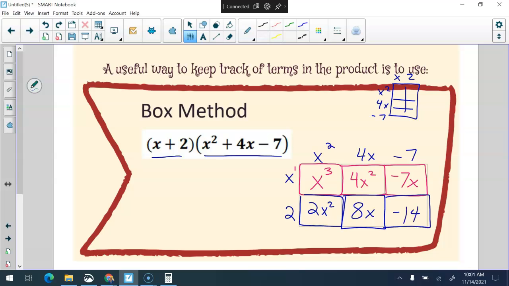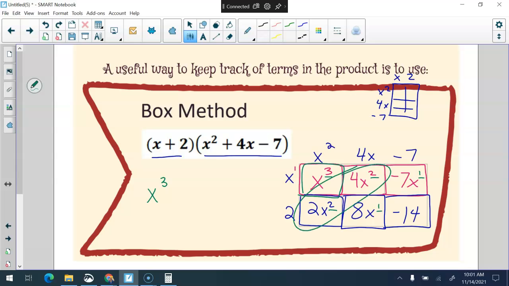Now that we multiplied, it's time to combine like terms. We only have 1x cubed. And do you see the pattern here? 3, 2, 1, and then 2, 1, 0. That's very typical, so it can really help you find mistakes.